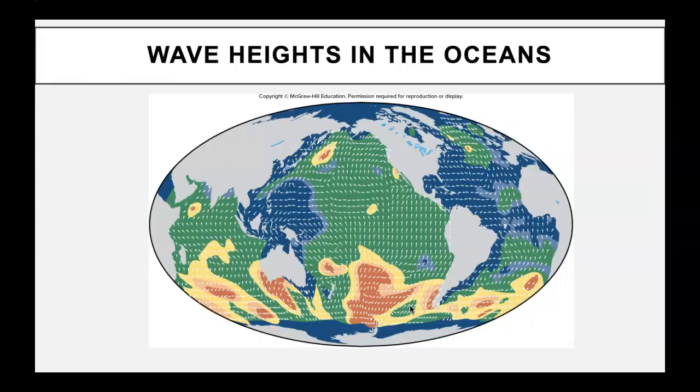This image shows wave heights in the ocean. It's from your book. The Southern Sea there, the Southern Hemisphere, has the biggest waves.